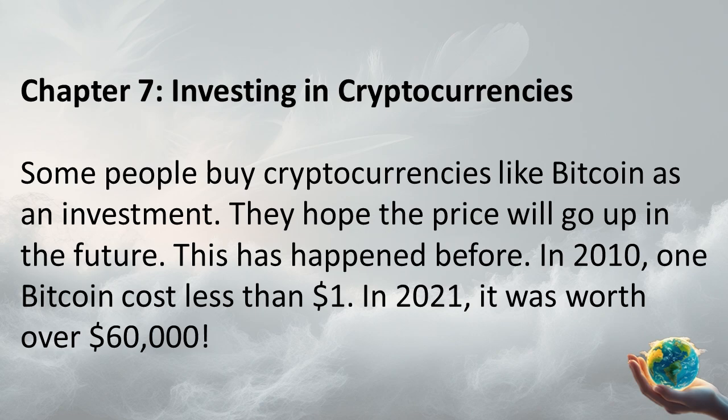Chapter 7. Investing in cryptocurrencies. Some people buy cryptocurrencies like Bitcoin as an investment. They hope the price will go up in the future. This has happened before. In 2010, one Bitcoin cost less than $1. In 2021, it was worth over $60,000.